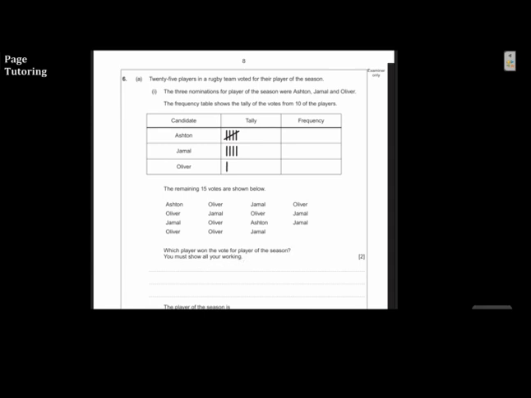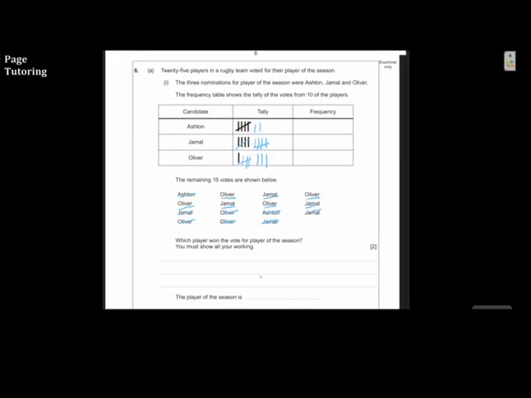What it's asking you to do, it shows the remaining 15 votes here are below. They've not been tallied up yet. In the table, it's giving you an example of how you would tally them up. So what we're going to do is just complete that table. We're going to add these votes to the table. So now that I've tallied them all up, just gone through each one, a little bit tedious, we're just going to tot up at the end what the frequency is. So what the total number of tallies are. So for Ashton, we have 7. For Jamal, we have 10. And for Oliver, we have 8.